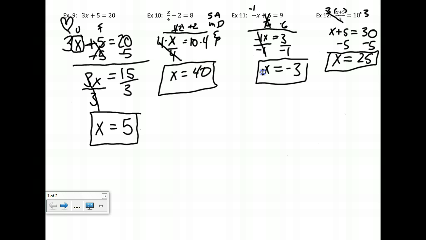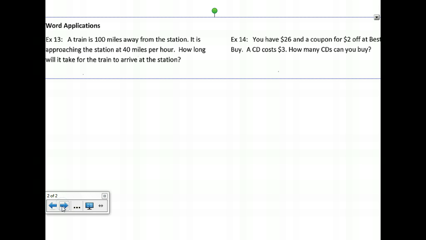Okay? Last thing. Word problems. Love them. Take a second, try these out, and then push play, and I'll go through them with you. Okay, we're back. A train is 100 miles away from the station. It is approaching the station at 40 miles per hour. How long will it take for the train to arrive at the station?